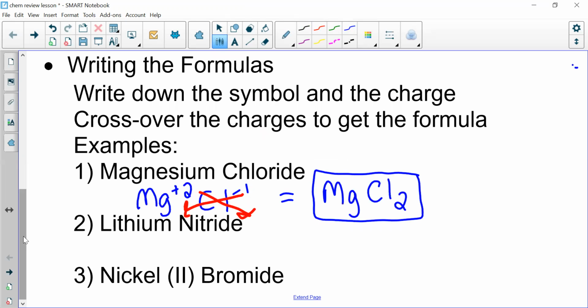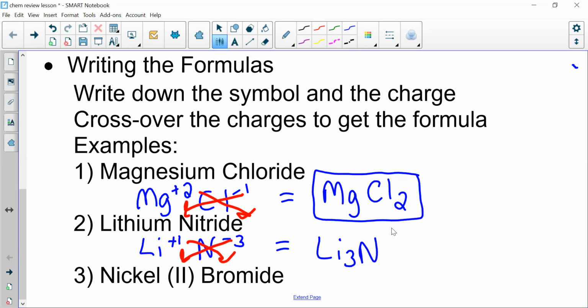How about lithium nitride? What am I going to do for this one? LiNO3. Okay, this is nitride, not nitrate. So you've got to be really careful with the ending here. This is actually just nitrogen. So nitrogen is just N-3. So what will that be? We swap and drop. Li3N. Good, just Li3N. And it cannot be reduced, so that's it.